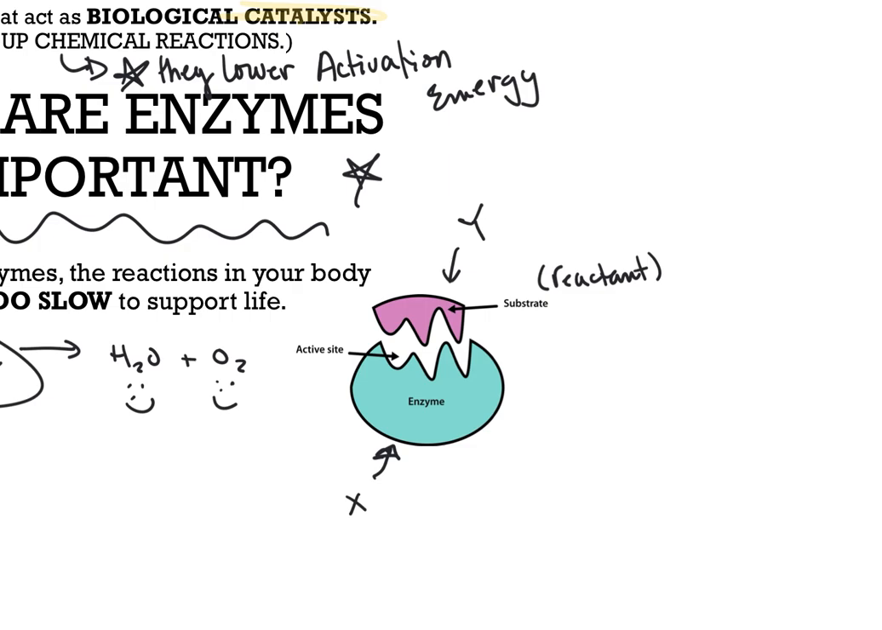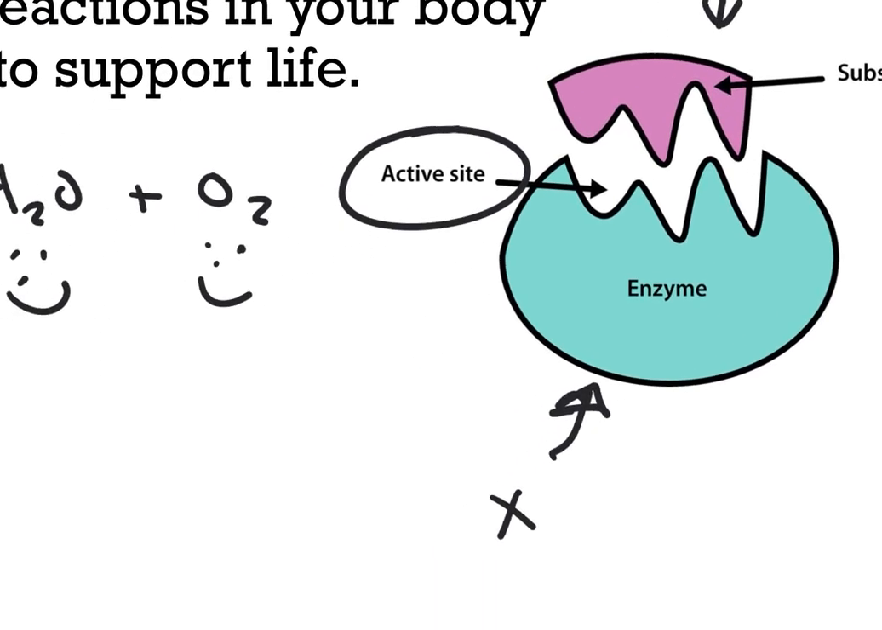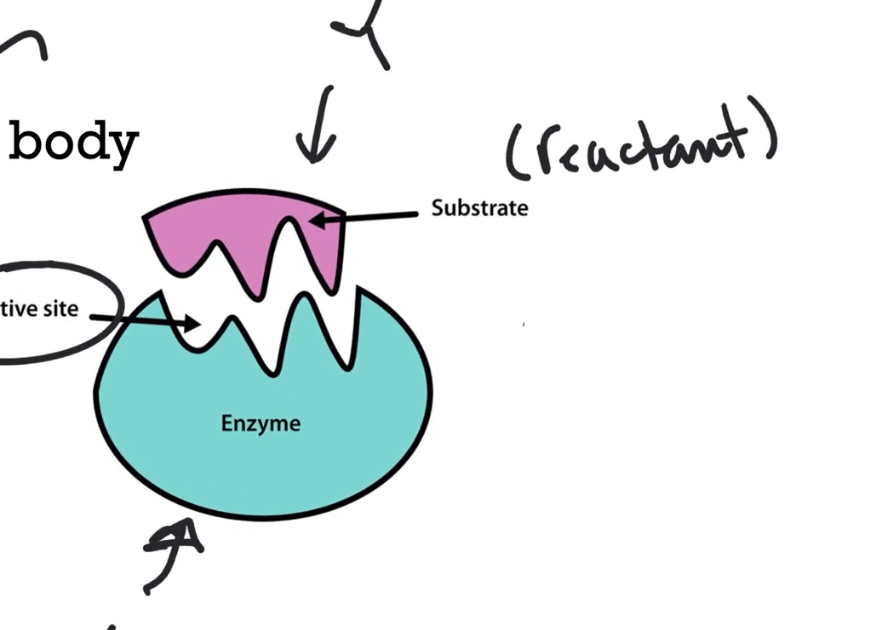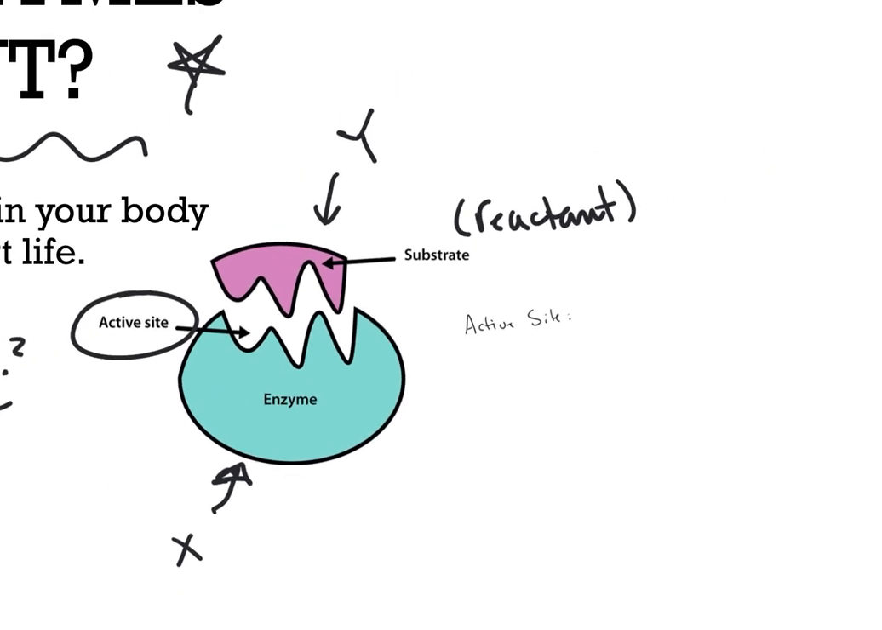But I want you to take note, add this little part right here. This is the active site. The active site, let me kind of put it right here. So the active site is where the substrate binds onto, but there's a key thing that you need to know about the active site. It is specific to the type of substrate.